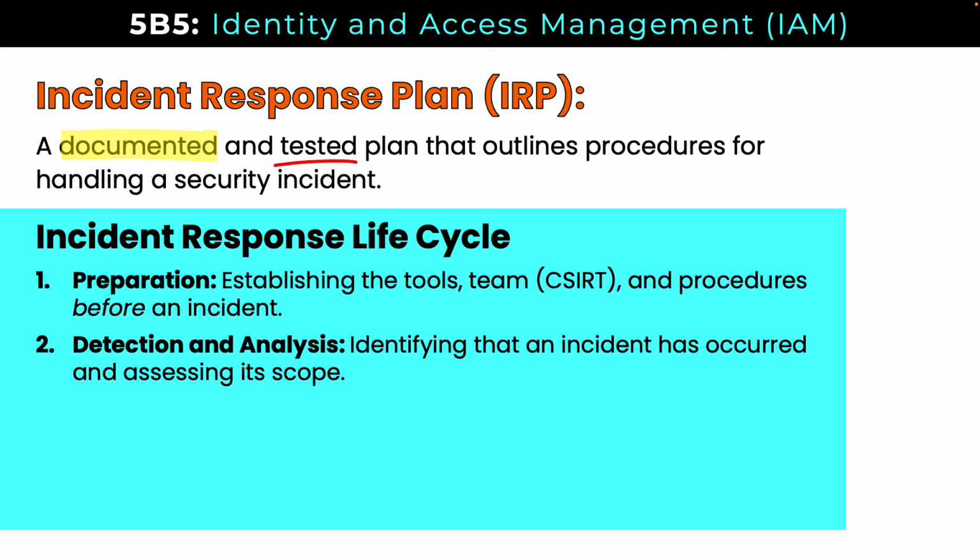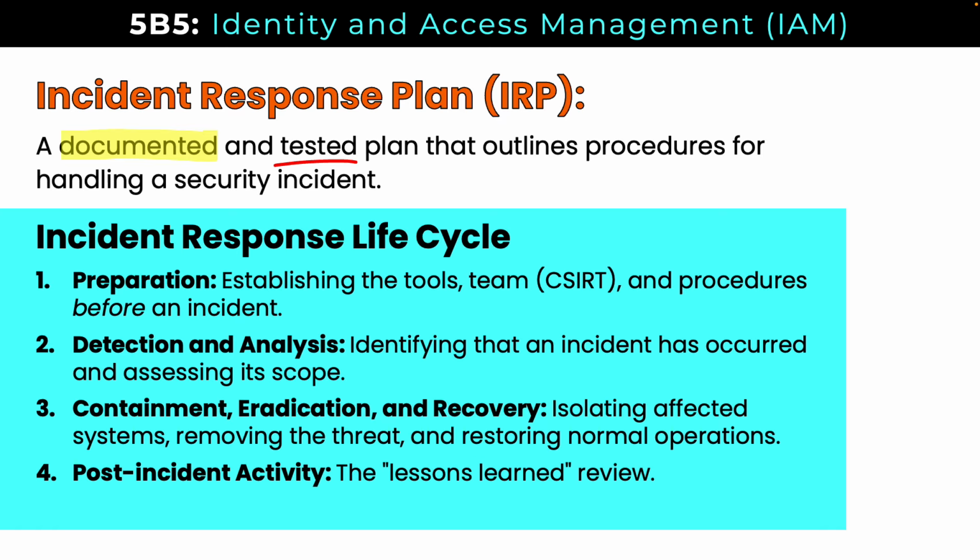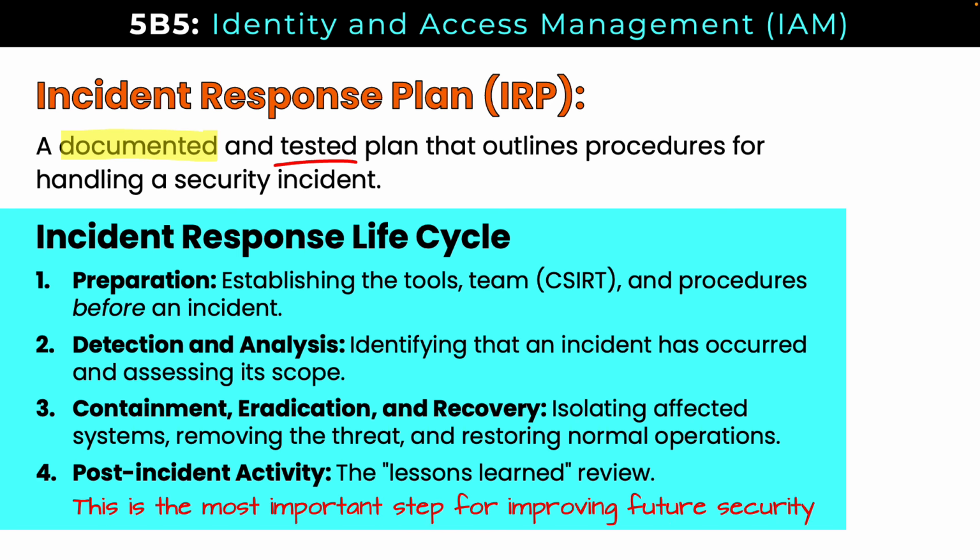Detection and analysis, so identifying that an incident has occurred and then assessing the scope of that incident so we can contain the incident. So containment is going to be the next step, where we isolate affected systems, we remove the threat and restore normal operations. So containment, we're limiting the impact. Eradication, removing the threat, and recovery, restoring normal operations. And then post-incident activity. This is the lessons learned review. And generally speaking, this is considered the most important step for improving future security.